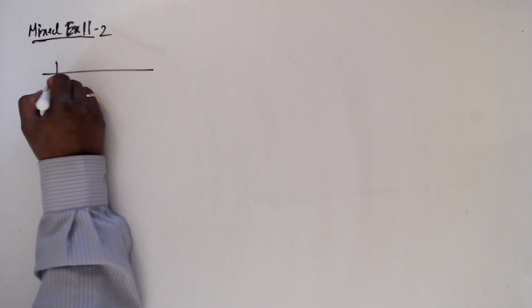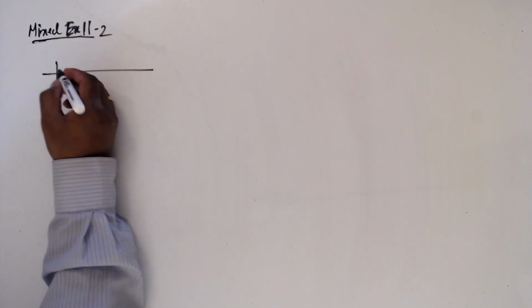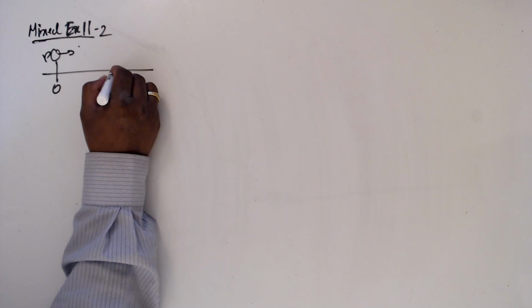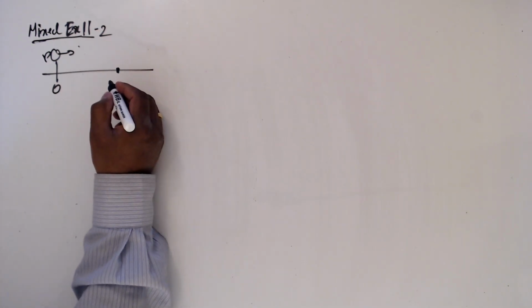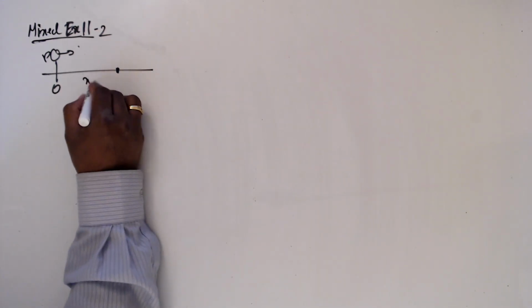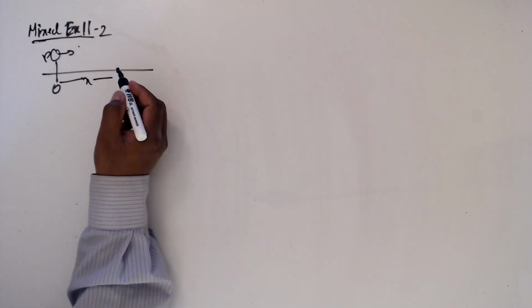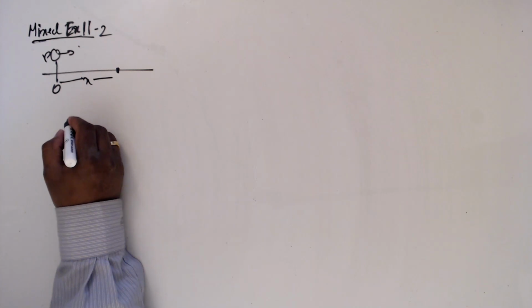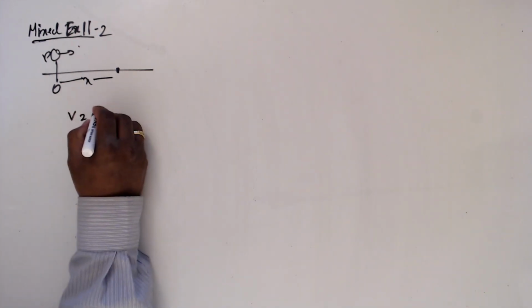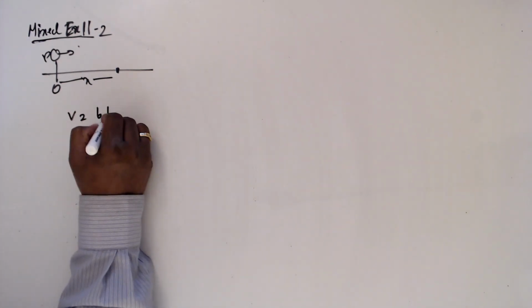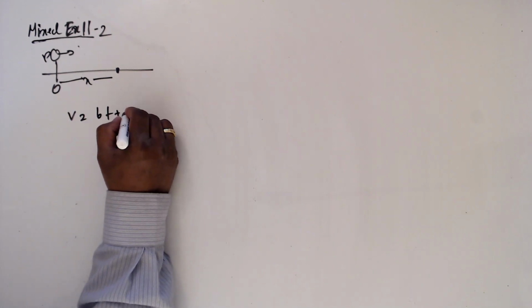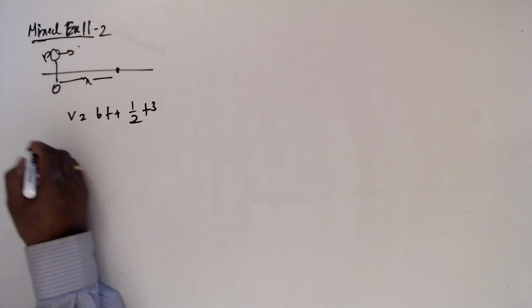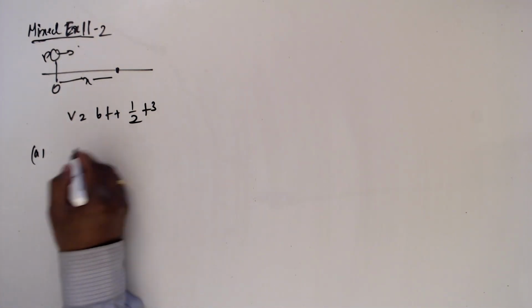When O is the origin, particle P is moving x meter. So V is given as 60 plus half a t cube. So part A is we want to find the acceleration.